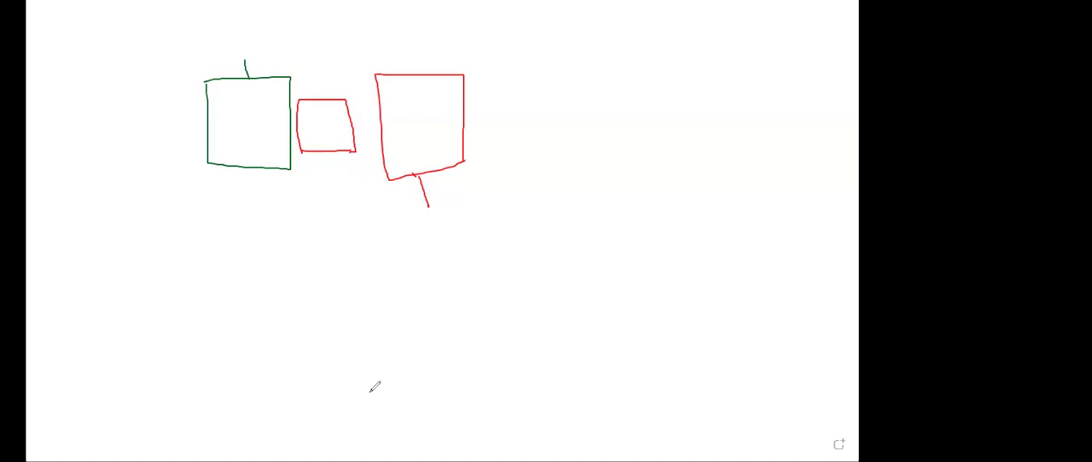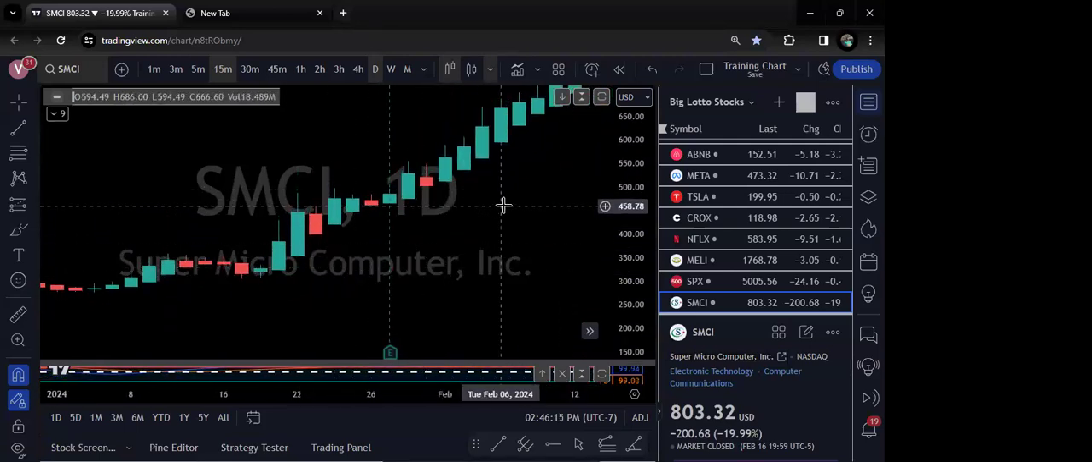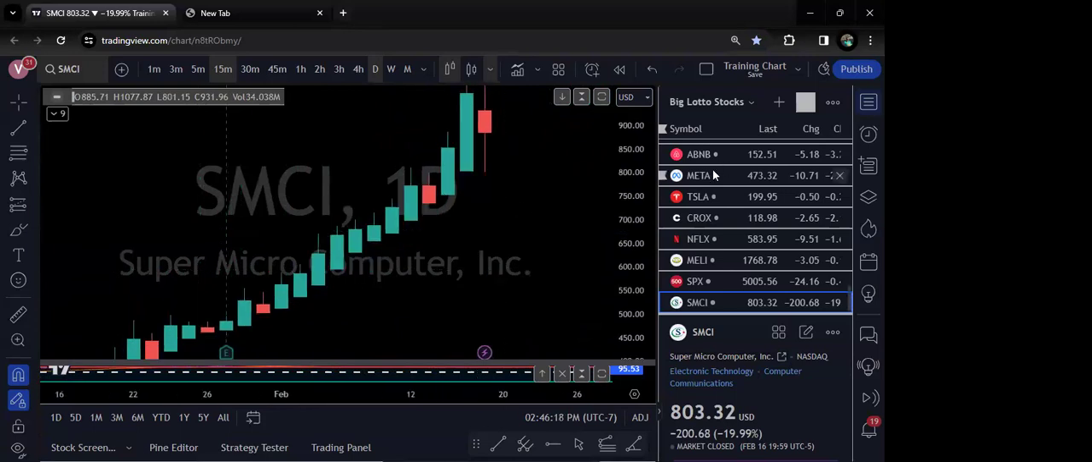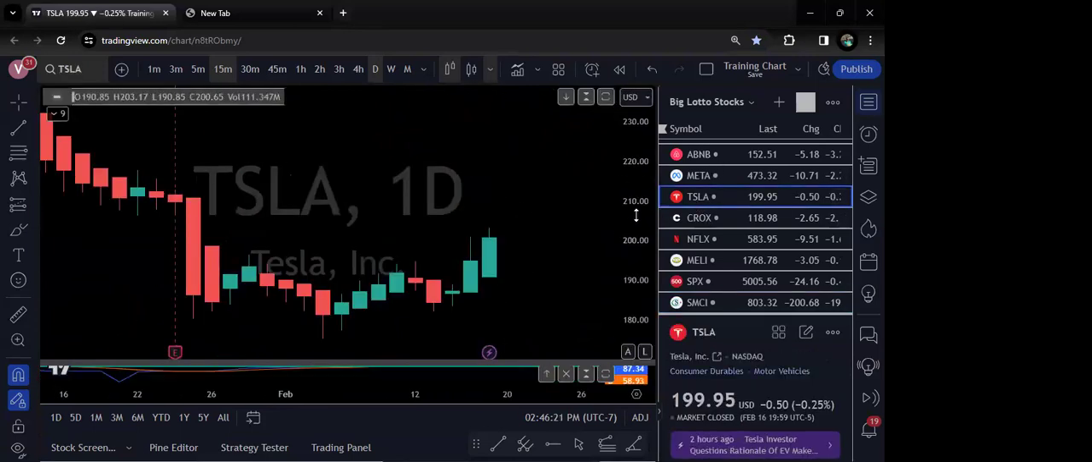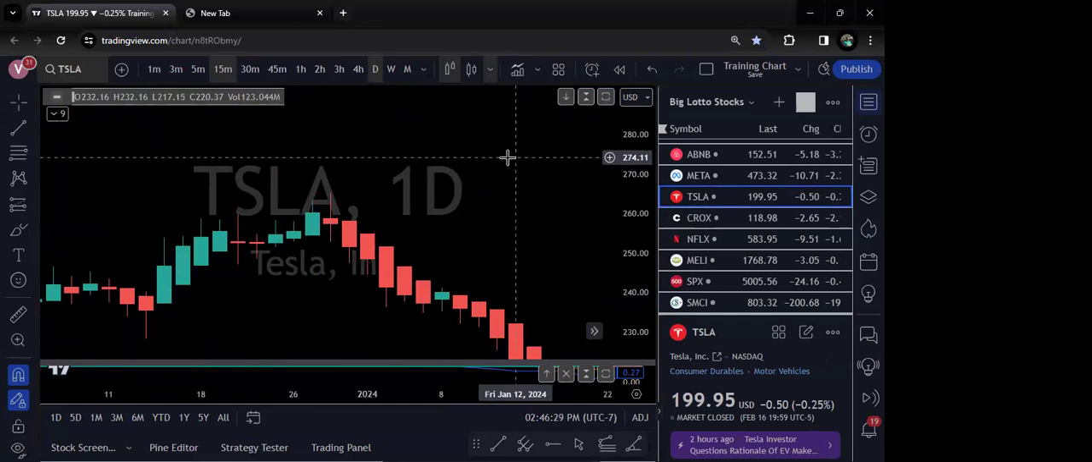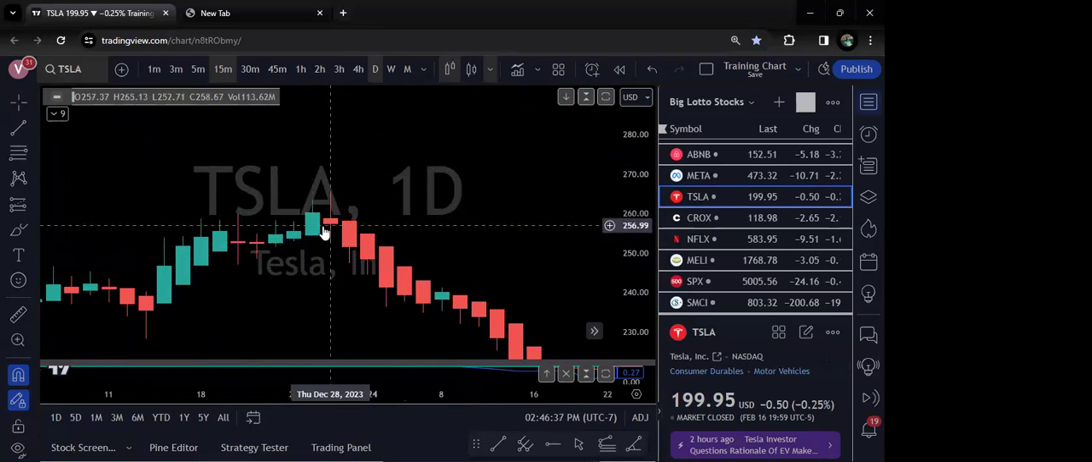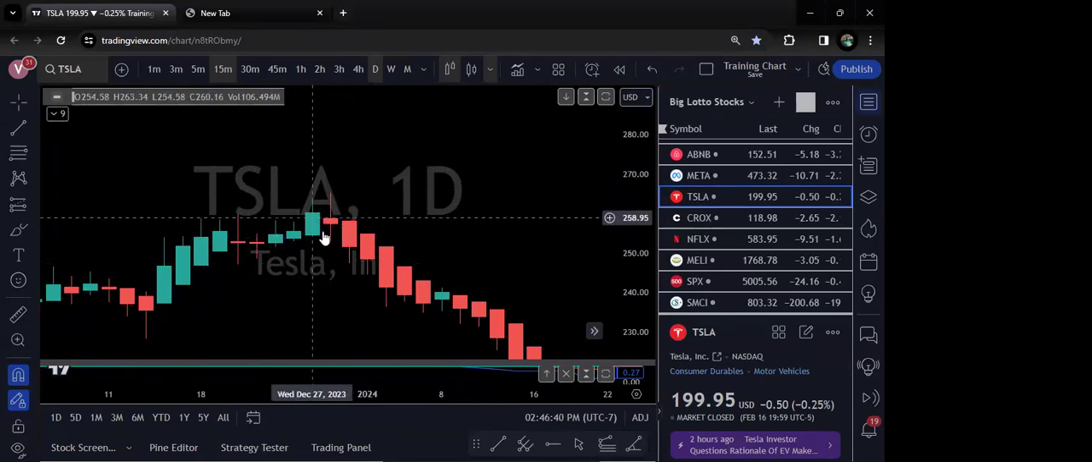Okay? Tuko pamoja when it comes to that change of character. I don't want people to be making the same mistake. Look at the close. Look at the close. Okay? So with Tesla here, we had a strong change of character. Why? Because it closed below this. So this one was not a strong one. Yes, it broke this low, but it closed inside here.